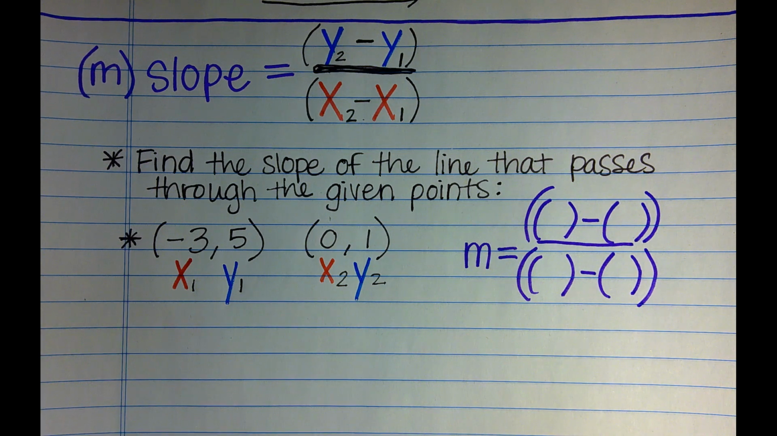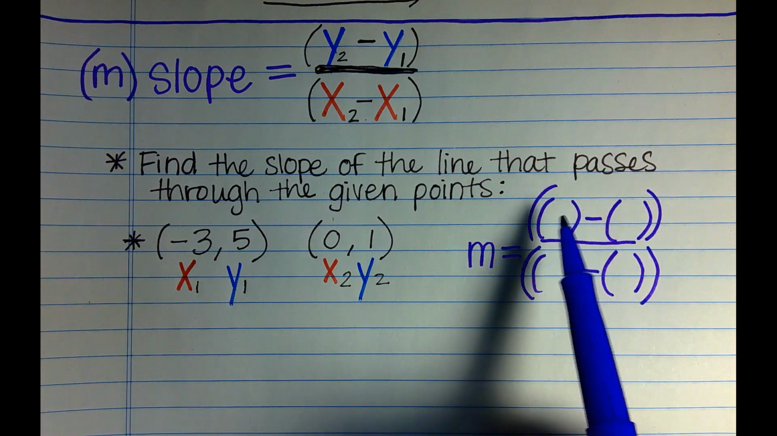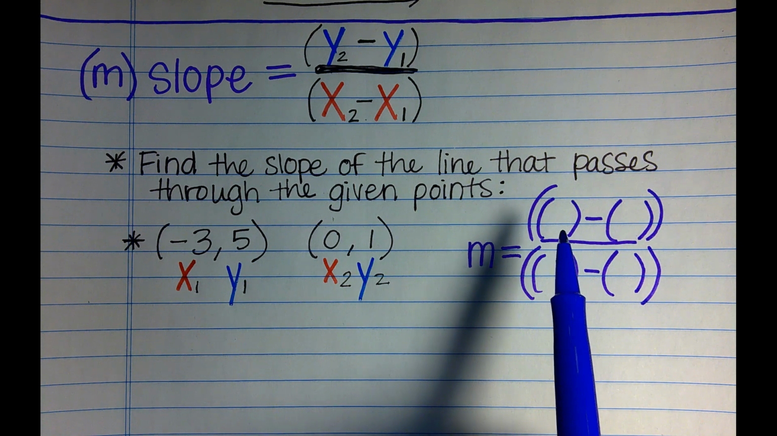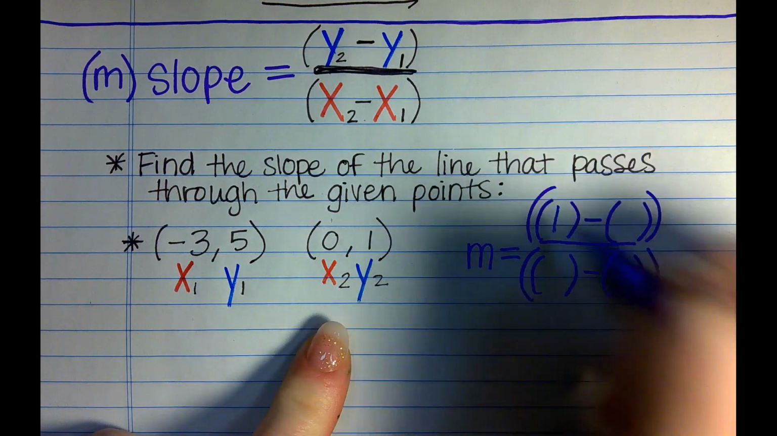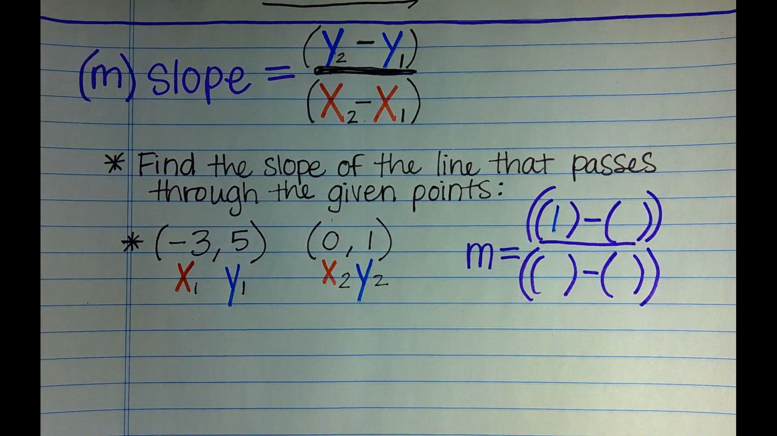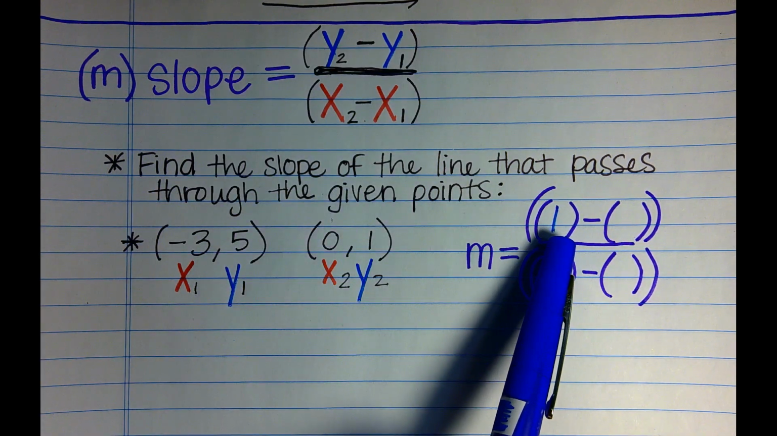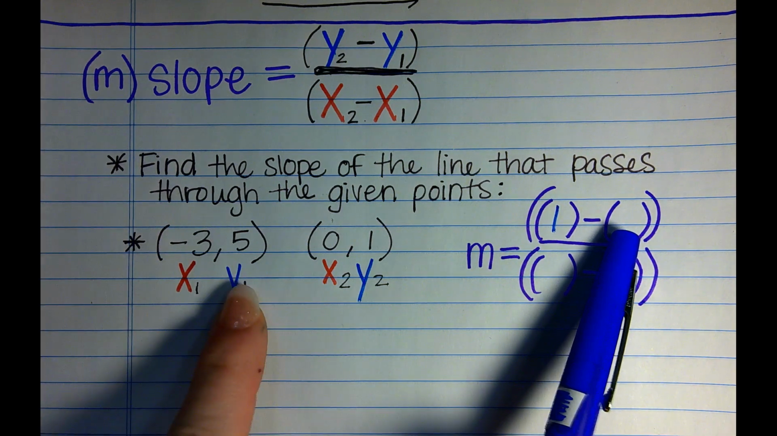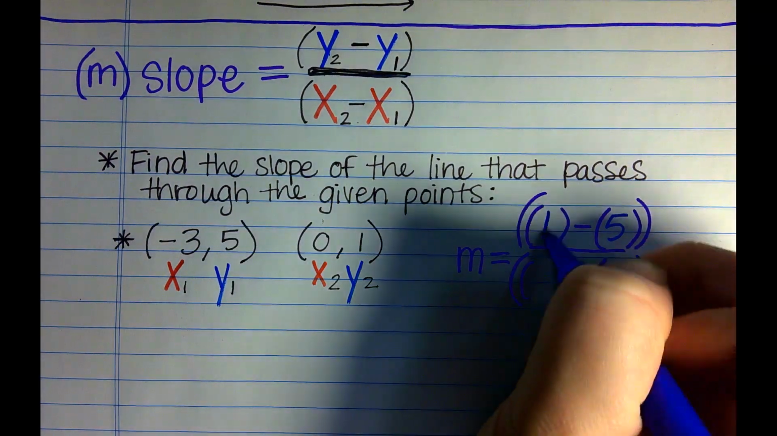So now here's the part where I'm going to have you tell me some things. If in my formula, the top part of my formula, I need y2 first, what number should I plug in for y2? 1. Good, right here. I already labeled y2 is 1. So I'm going to write that in. So I have y2 minus y1. So I already plugged in y2. What should I plug in for y1? 5. Good. So I've got 5, and I know that because that's what I chose. Okay?